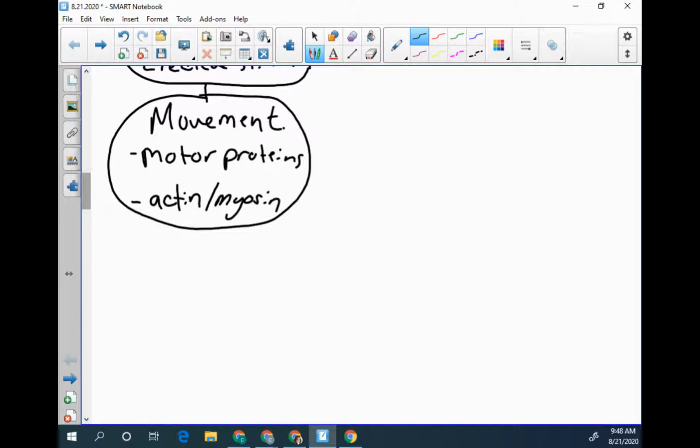And then one last one is structure. So let's see, keratin.